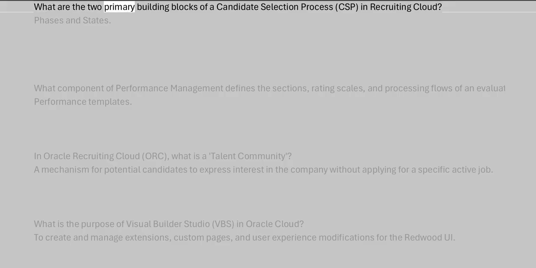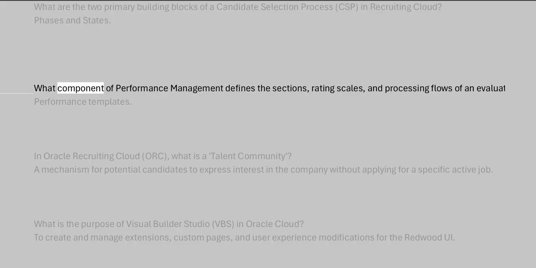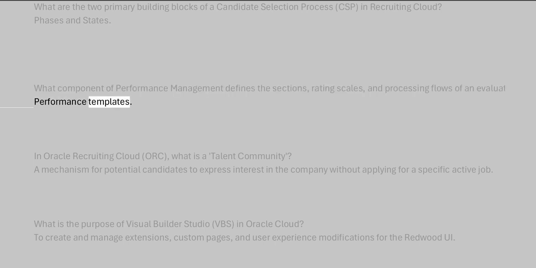What are the two primary building blocks of a candidate selection process, CSP, in Recruiting Cloud? Phases and states. What component of performance management defines the sections, rating scales, and processing flows of an evaluation? Performance templates. In Oracle Recruiting Cloud, ORC, what is a talent community?